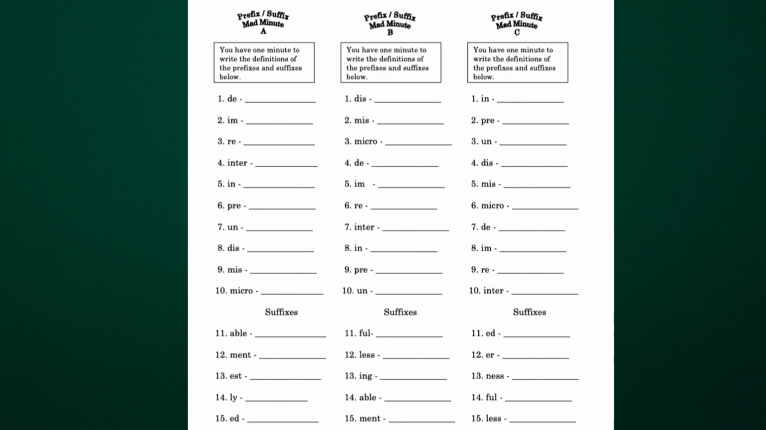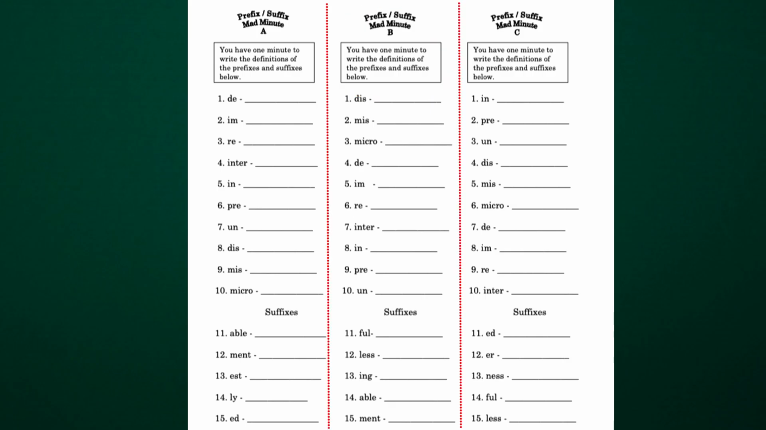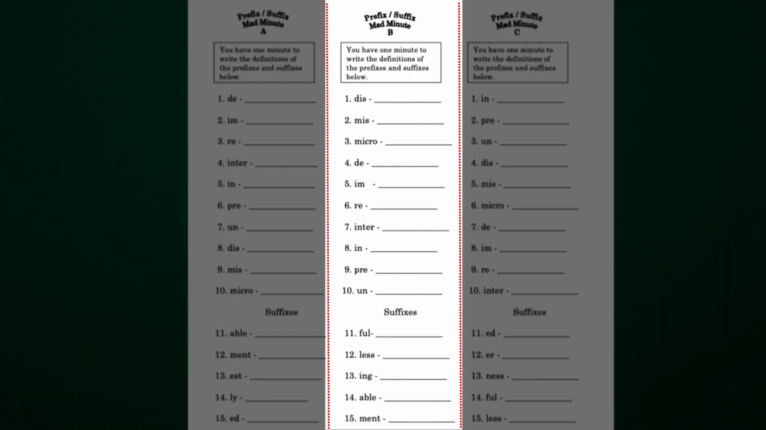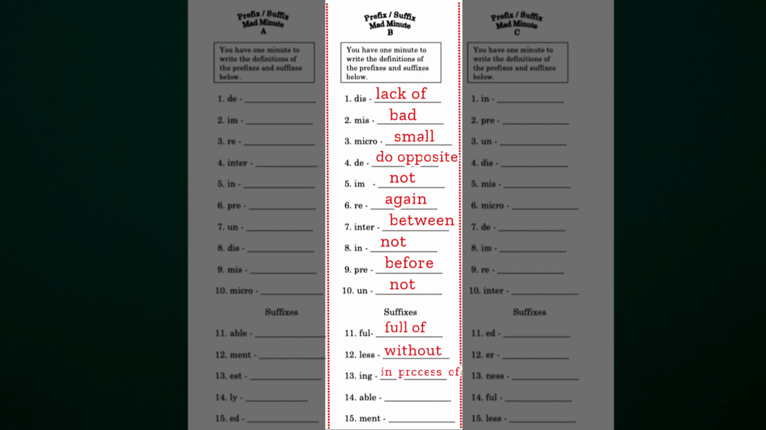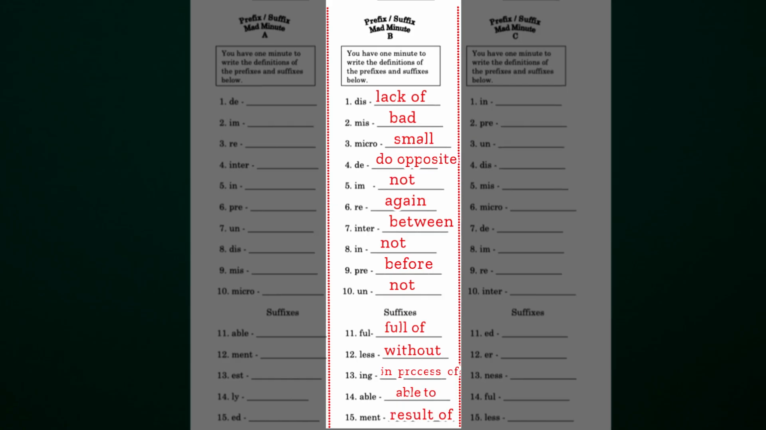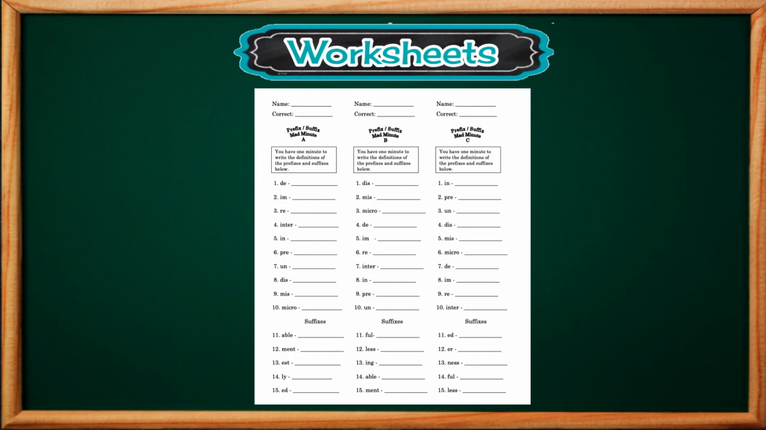So what you do is you run copies of this worksheet and you cut them into thirds, and each day give them a different third and have them see how many definitions they can put on the paper in just a minute. You can start giving raffle tickets or little prizes for the students who are able to complete the worksheet in a minute. Challenge them to see if they can get more definitions or see if they can do it faster. And it's a fun way to really lock in prefixes and suffixes.